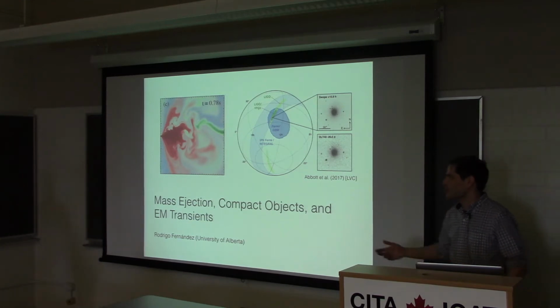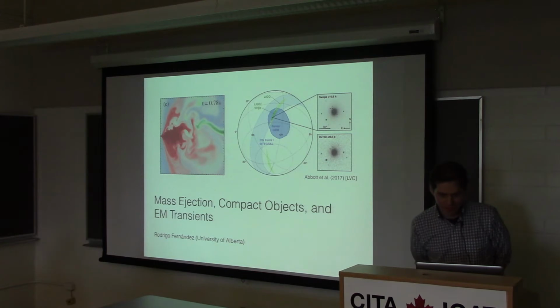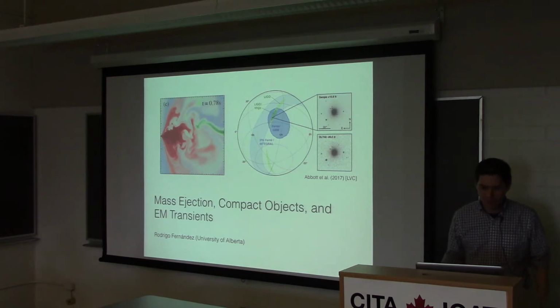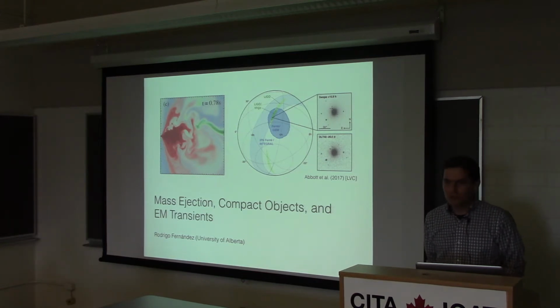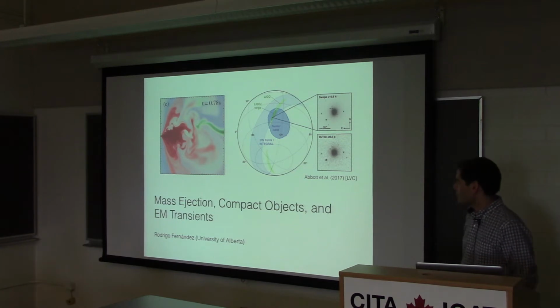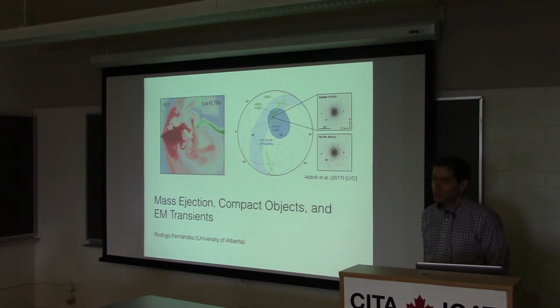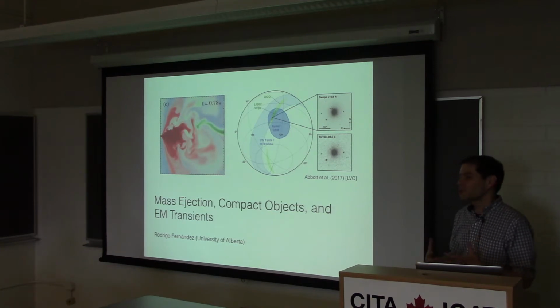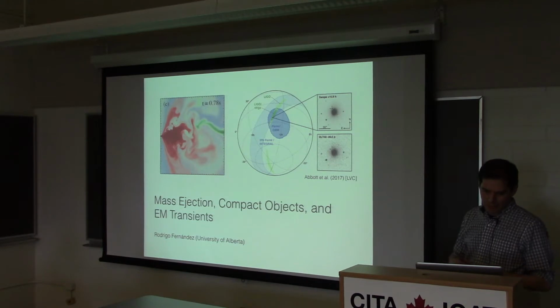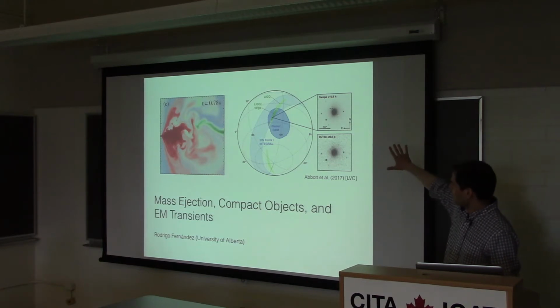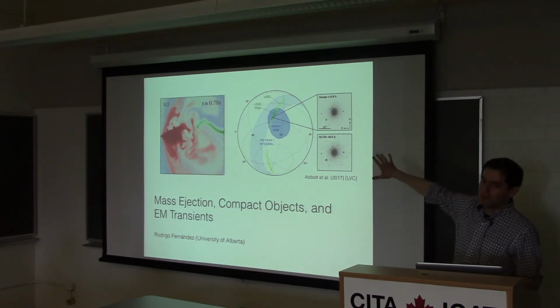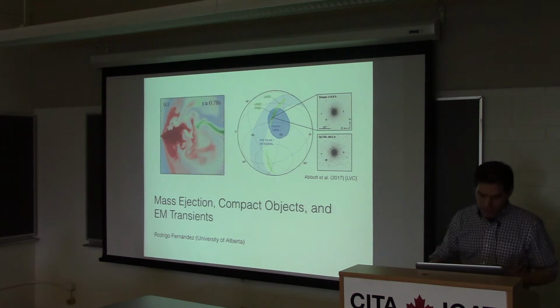All right, thank you for the introduction and thank you for the invitation to come. It's good to be back after many years. I'm always happy to be back in Toronto. So today I'm going to talk about ways in which mass ejection from the vicinity of compact objects can result in electromagnetic transients. You see the picture of the electromagnetic counterpart of the recent LIGO detection here, so it's kind of hinting at where I'm going.